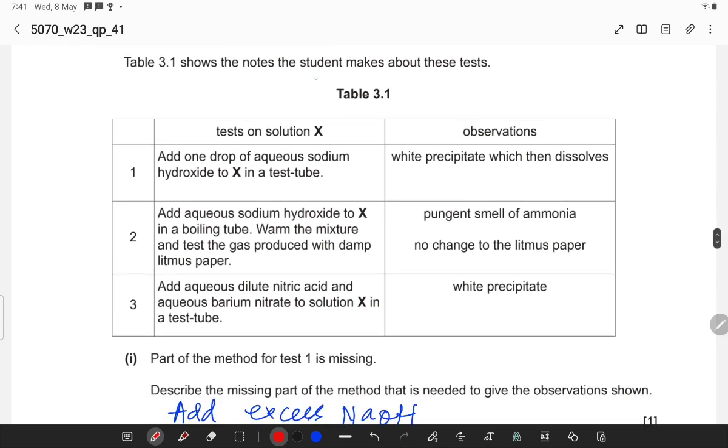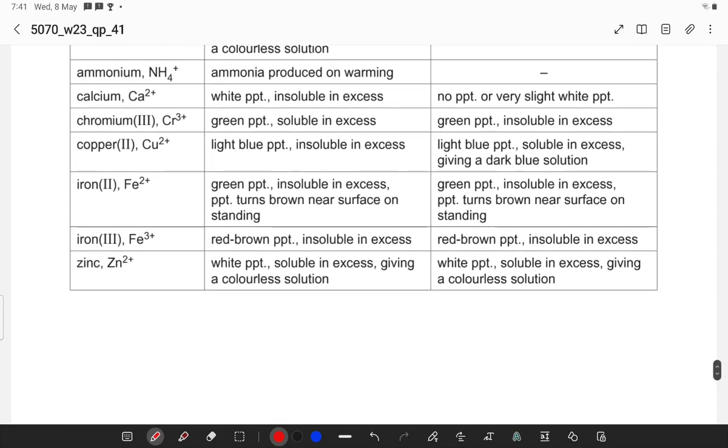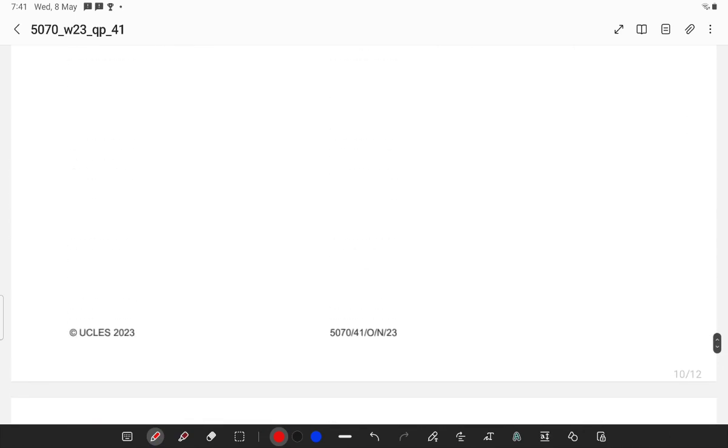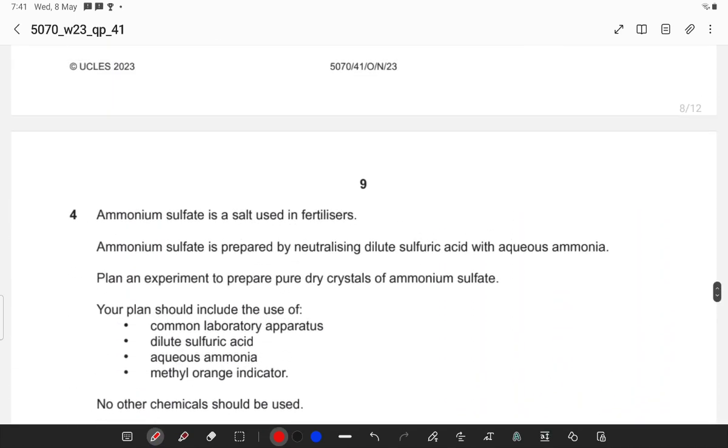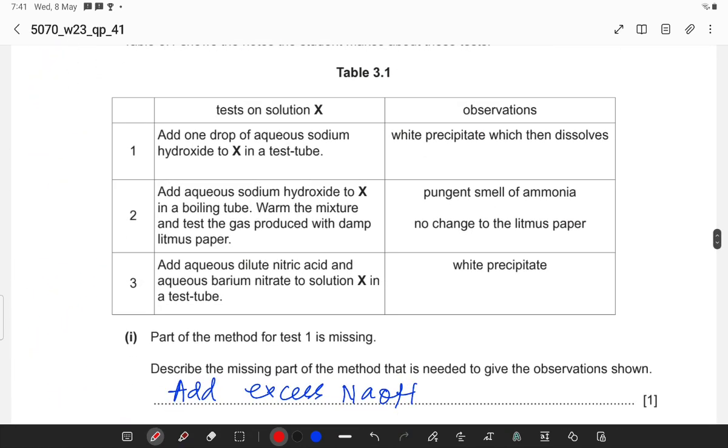Table 3.1 shows the notes that the student makes about these tests. So over here the notes are given. These are the tests of the cations and anions, so you can confirm the test from here. The first test is to add aqueous sodium hydroxide to X in a test tube. A white precipitate forms, which then dissolves.